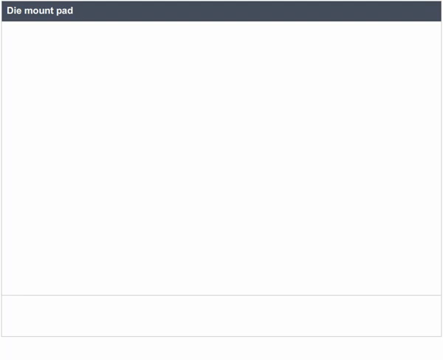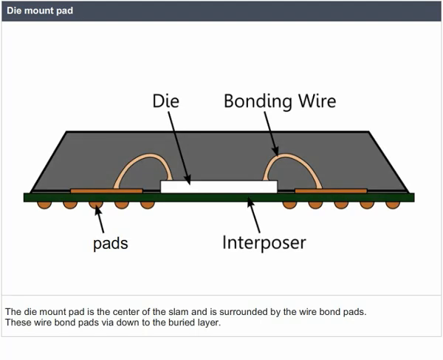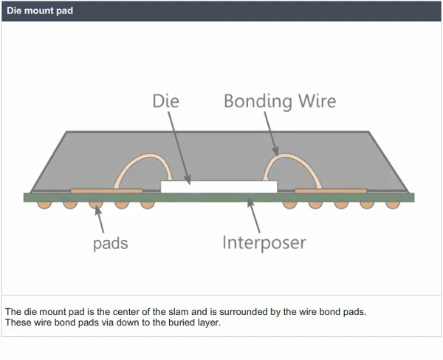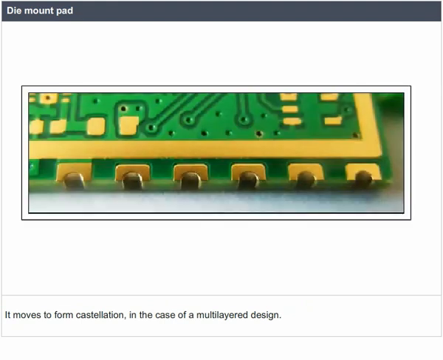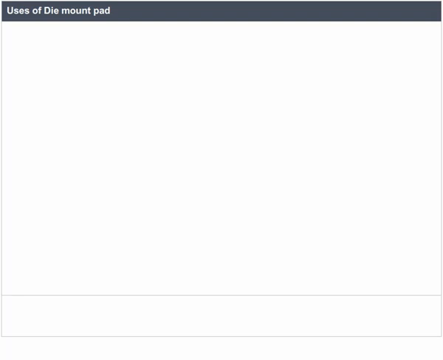Die mount pad. The die mount pad is the center of the chip carrier and is surrounded by wire bond pads. These wire bond pads wire down to the buried layer. They fan out toward the edge of the chip carrier. They extend either up to the top of the castellation or down to the solder mount pad, forming castellations in the case of multi-layer design. Uses of die mount pad.